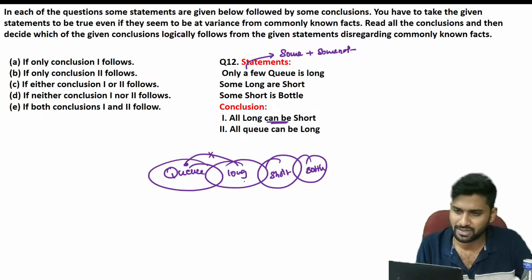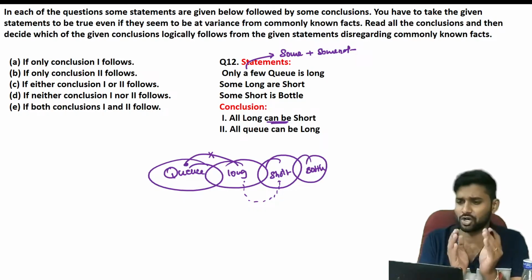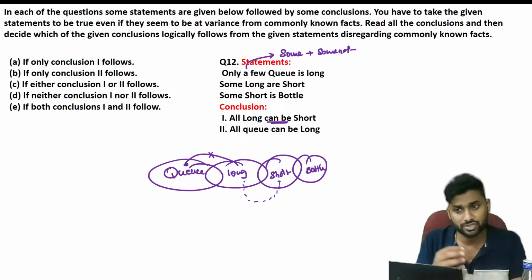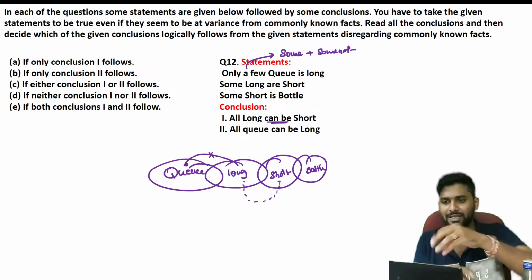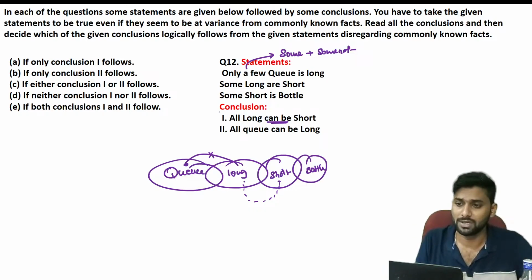Is it possible? Guys, is it possible? Yes. Why? Because our condition says that some long is short. So we can assume that all long can be short, all long can be a bottle, all short can be a long, all bottle can be a long, all long can be a Q, but all Q cannot be a long. So there are too many possibilities.